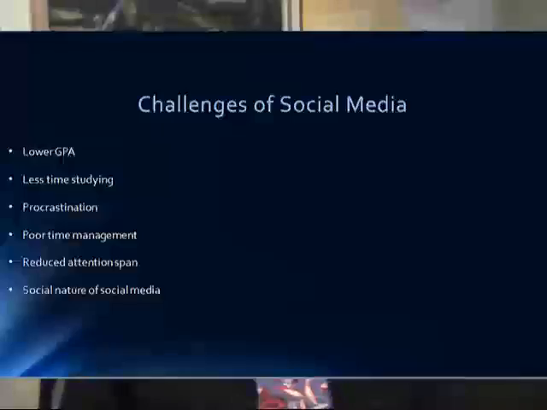So what are some of the challenges that we're seeing with social media? Some studies are showing that students who use Facebook have a lower GPA. There's the issue of attention span and whether or not students can deal with social media and education simultaneously. A lot of students might procrastinate, spend less time studying, or have poor time management skills when using social media. A lot of them, too, are objecting to the use of social media by education because they feel that social media is social in nature and not meant for school.